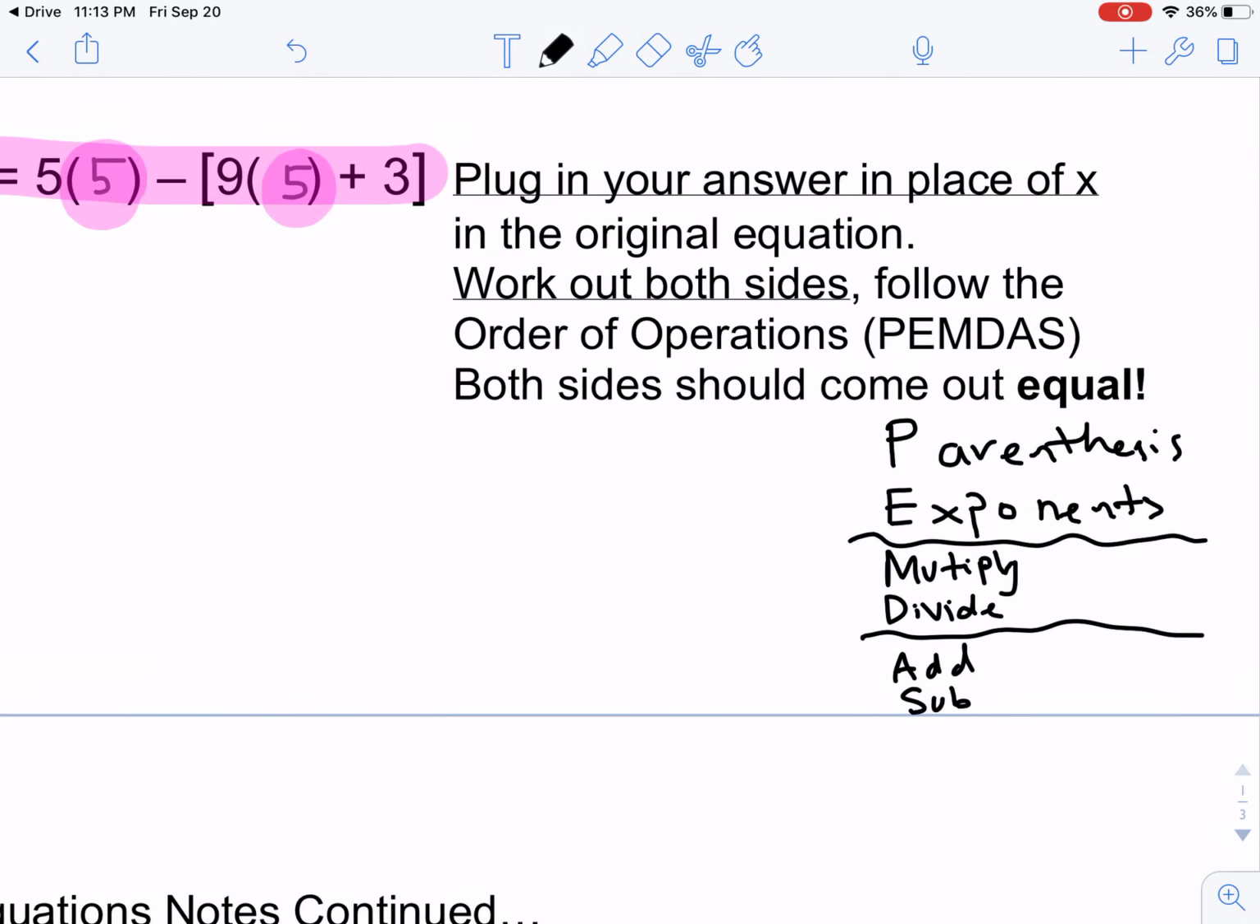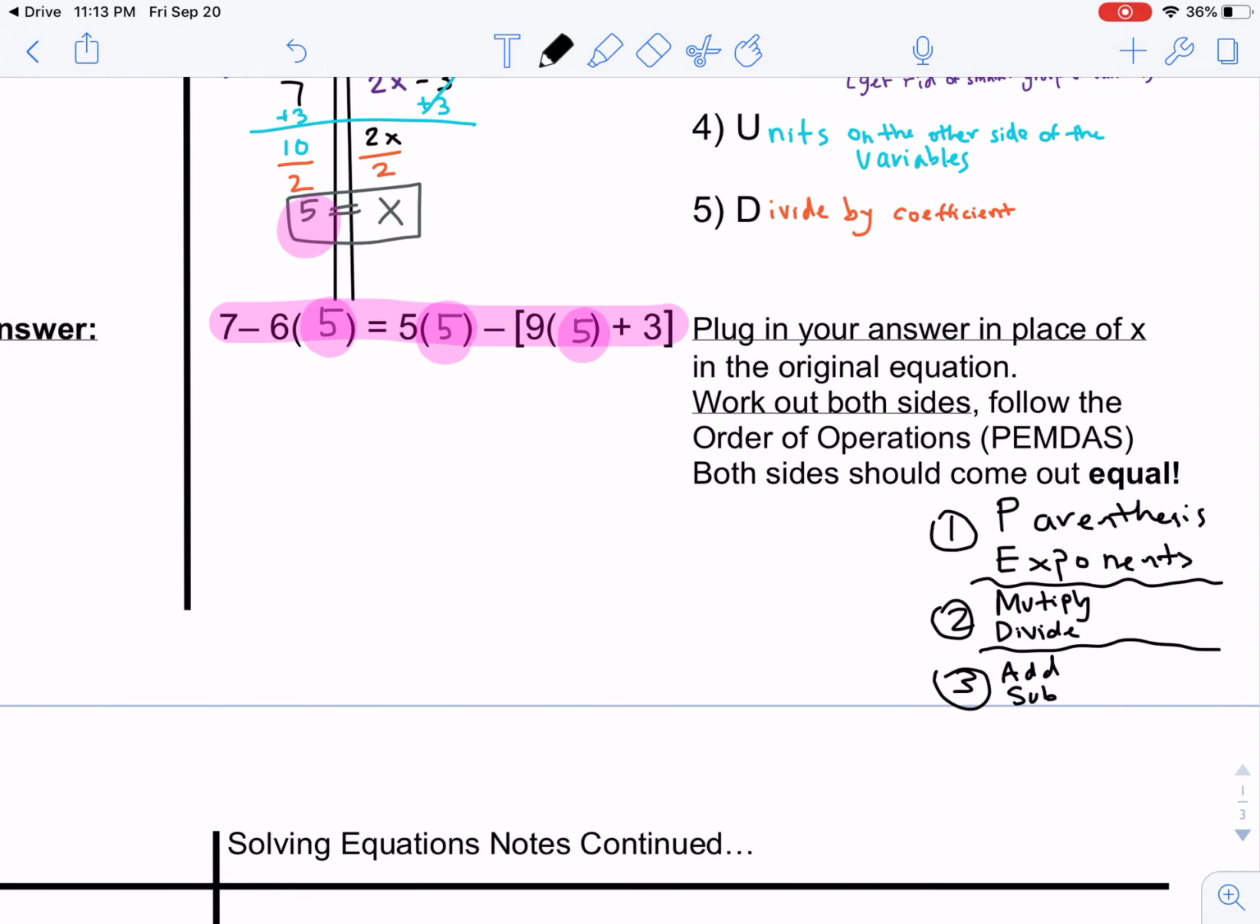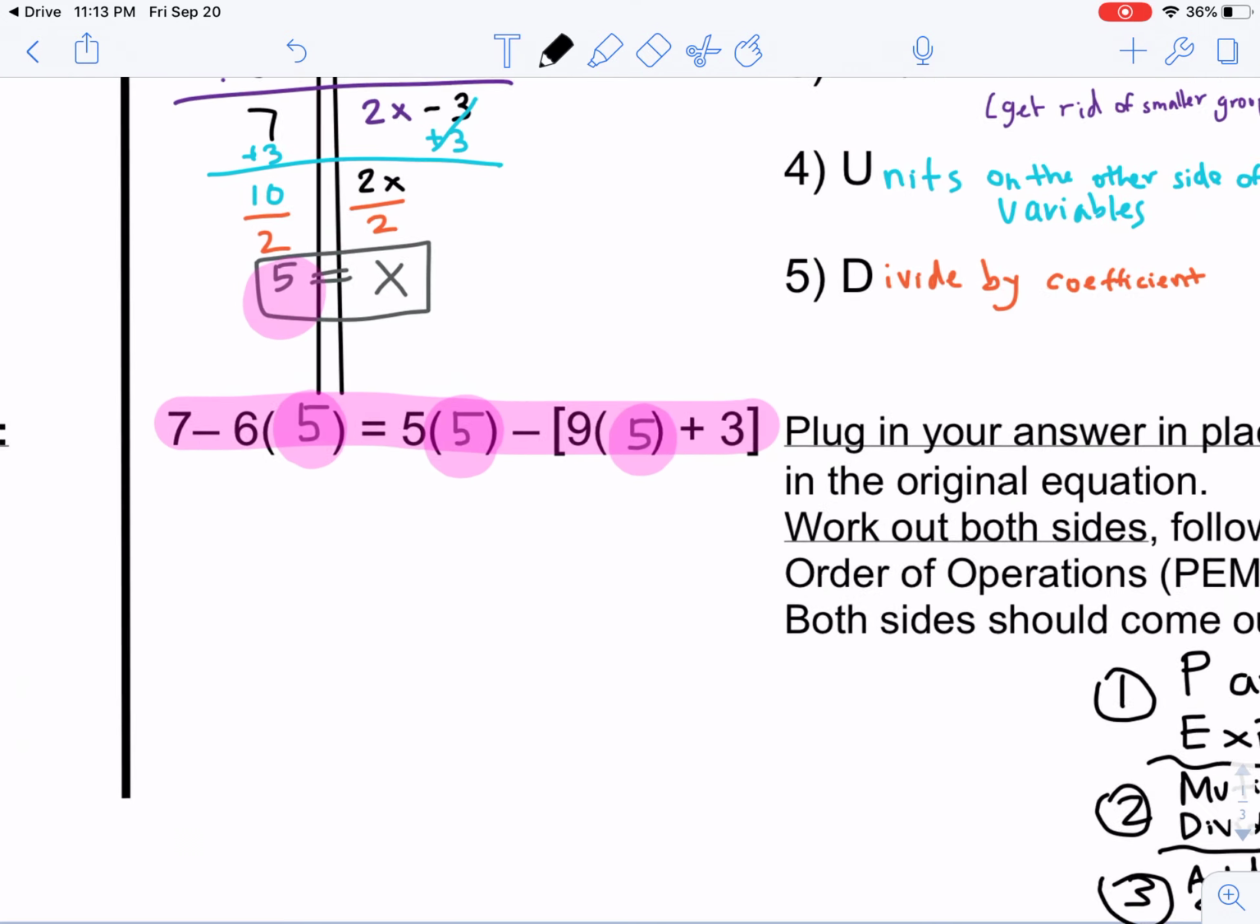Okay. If we first do these parentheses first, then exponents, then multiplication and division, then last add and subtract. So we're going to look across and see, are there anything in parentheses? And yes, there is right here.